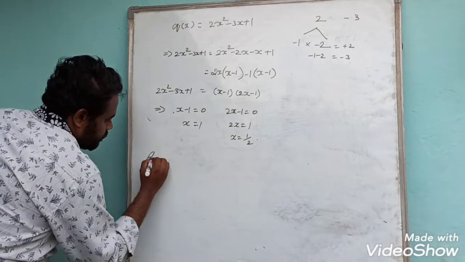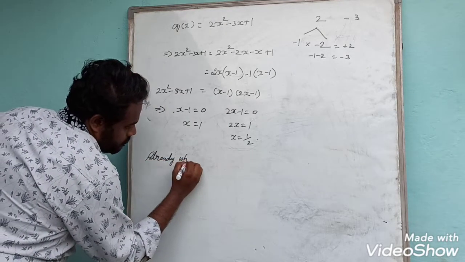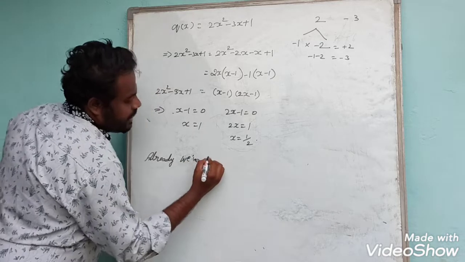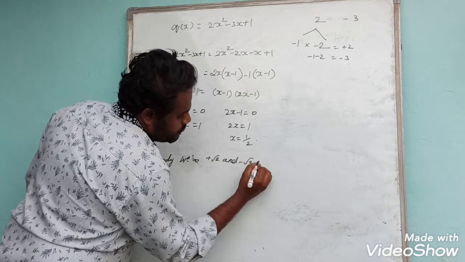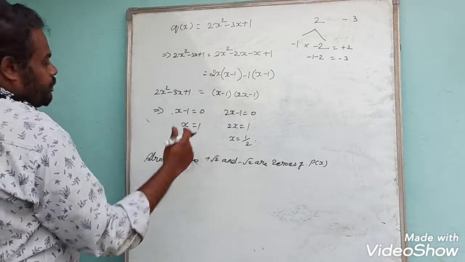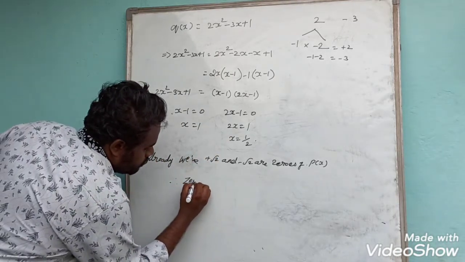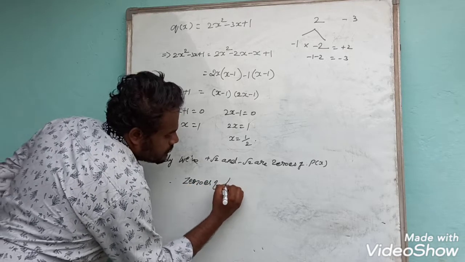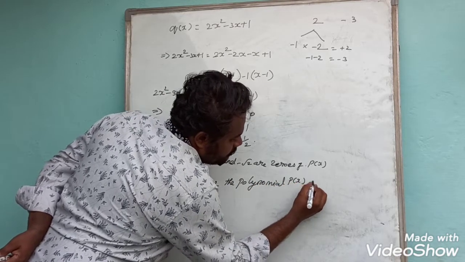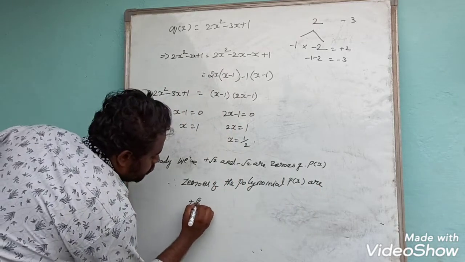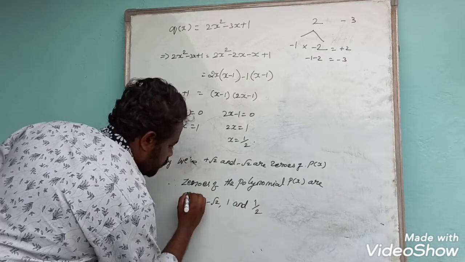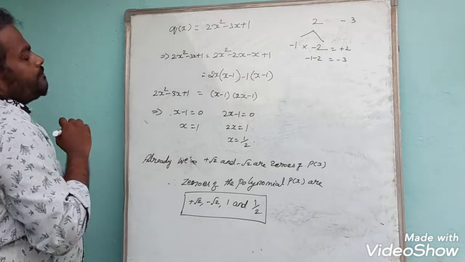So already we have +√2 and -√2 as zeros of P(x). Here 1 and 1/2. Therefore the zeros of the polynomial P(x) are +√2, -√2, 1 and 1/2. These are the 4 zeros of the polynomial.